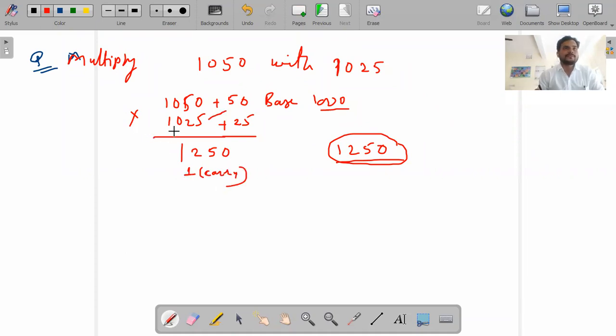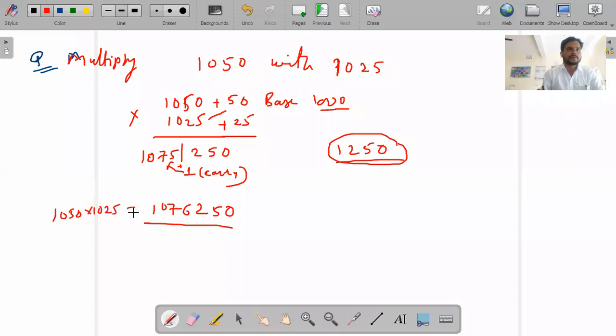And do this addition: 1050 plus 25. 1075 will be there, and add this carry here. So the final answer is 1076250. So this is the multiplication of the two numbers 1050 with 1025. Okay, this was the next case.